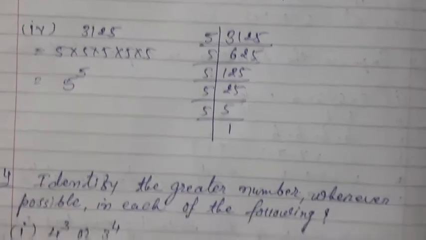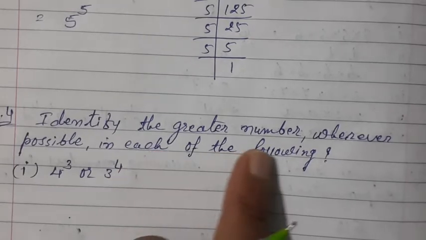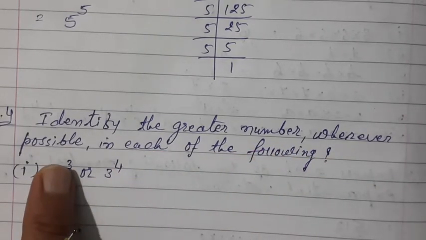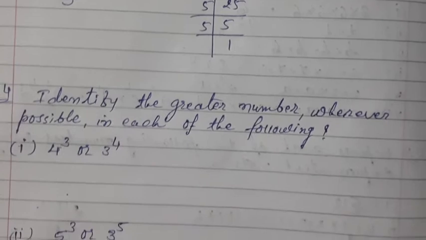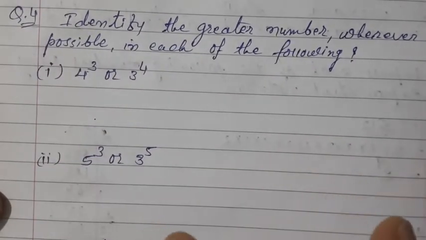Okay. Now question number 4. The question is identify the greater number wherever possible. Each of the following. Means out of those two numbers, which one is greater? You just find out that one.